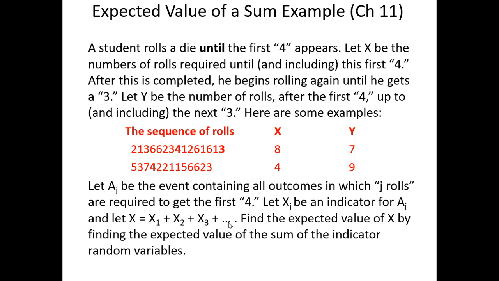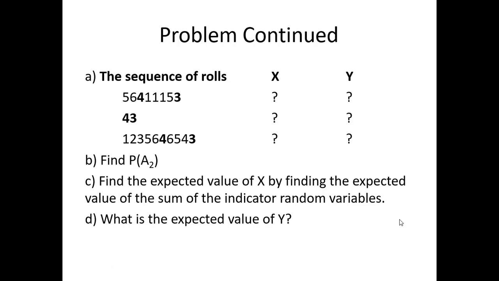So we want to do a few things. In general, we want to find the expected value of x by finding the value of the sum of the indicator variables. That's the main problem, but I'm breaking that down just so that it's a little easier to understand. So the first thing that I want you to do is to figure out x and y for this sequence of rolls, and then find the probability of A2.